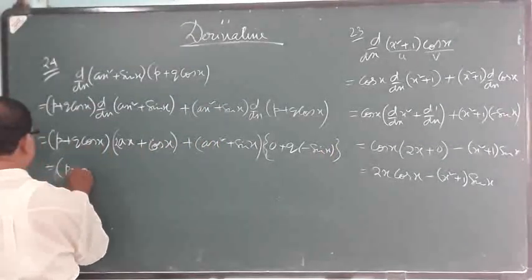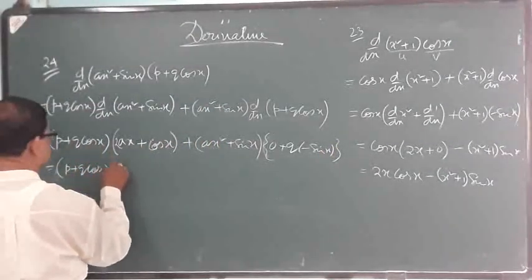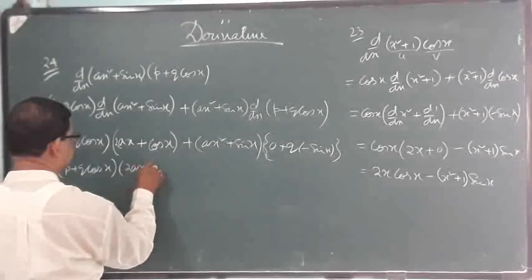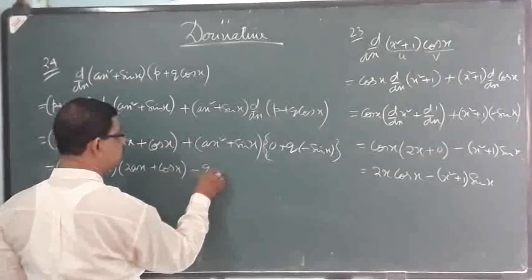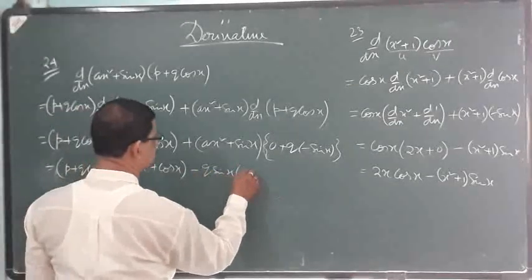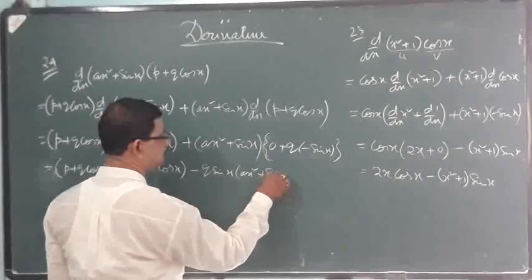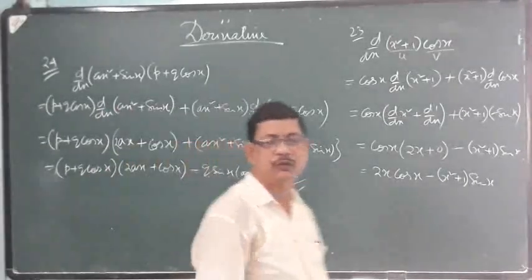So p plus q cos x times (twice a x plus cos x), plus here minus q sin x. So this is our answer.